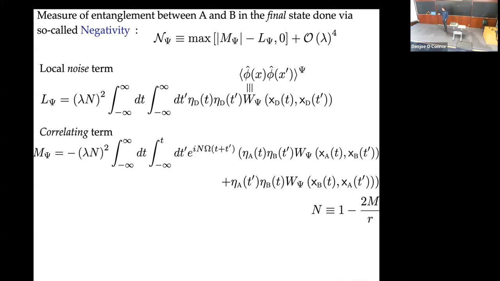This is for each detector, so it only involves one detector. D can be either Alice or Bob. There's nothing coming in from the other detector. It's literally a local noise term coming from a detector in itself, and it's the same for Alice and Bob. The interesting bit is the correlating term. This one involves two detectors: the two switching functions for Alice and Bob, and the two worldlines for Alice and Bob. So again, it's a double worldline integral involving the Wightman function with the worldlines of Alice and Bob.